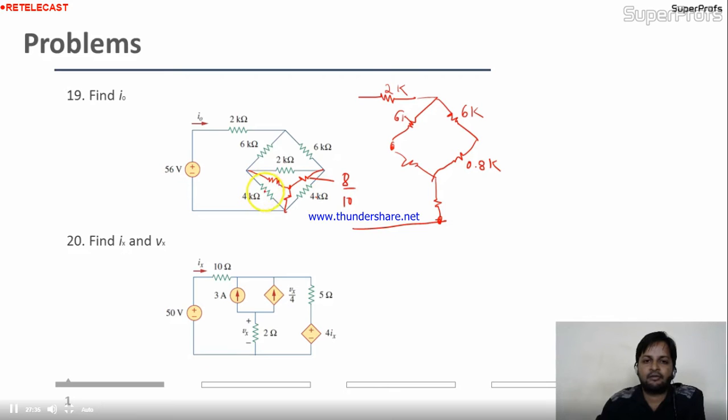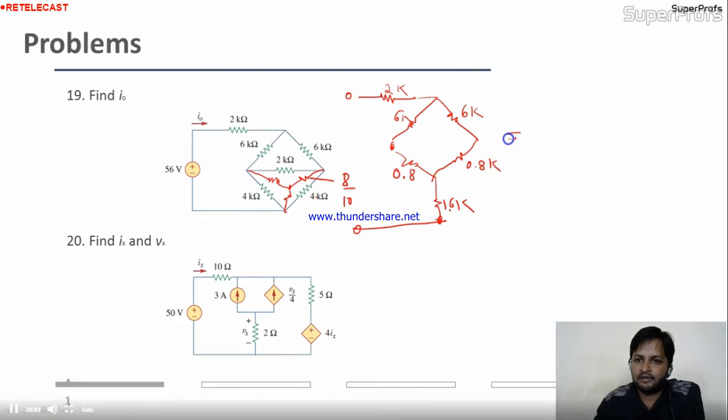Is it okay? Come to this. Again 4 twos are 8. So this is again 4 into 8 over 10. This is 1.6K. I hope it is clear to you people. Now the circuit is resolved. See, the 6K and 0.8K, they are in series. So you can replace this branch by a single element. And that element will be 6.8.